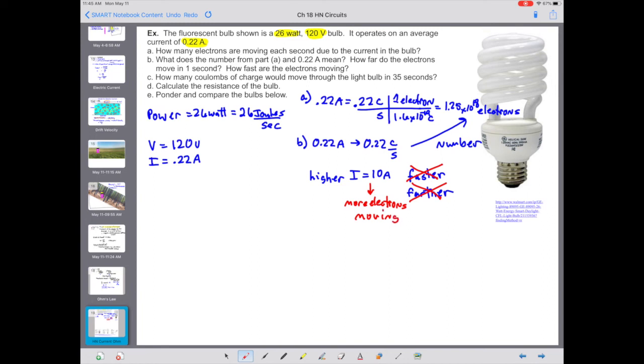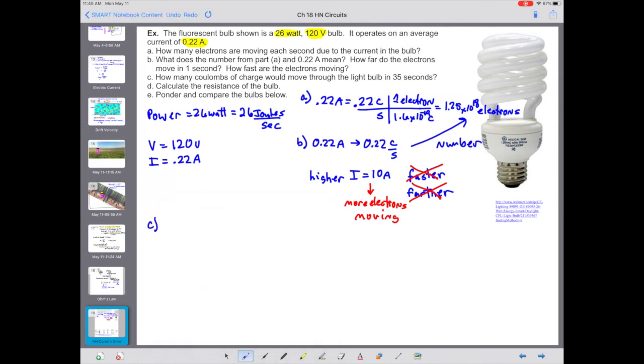So current is not a speed thing. It's not a how far, it's a how many. Larger currents, more charges are moving. Smaller currents, less charges are moving. But there's not really any significant difference in how fast those charges are moving.